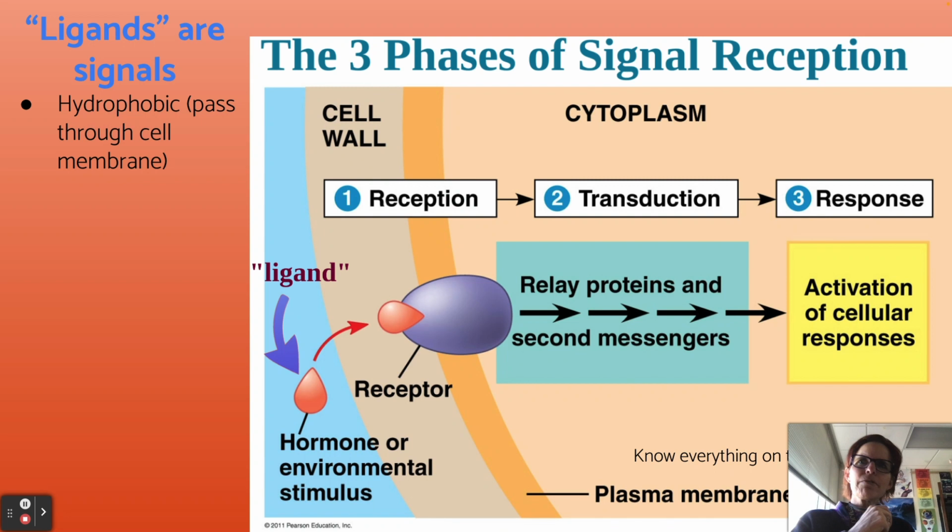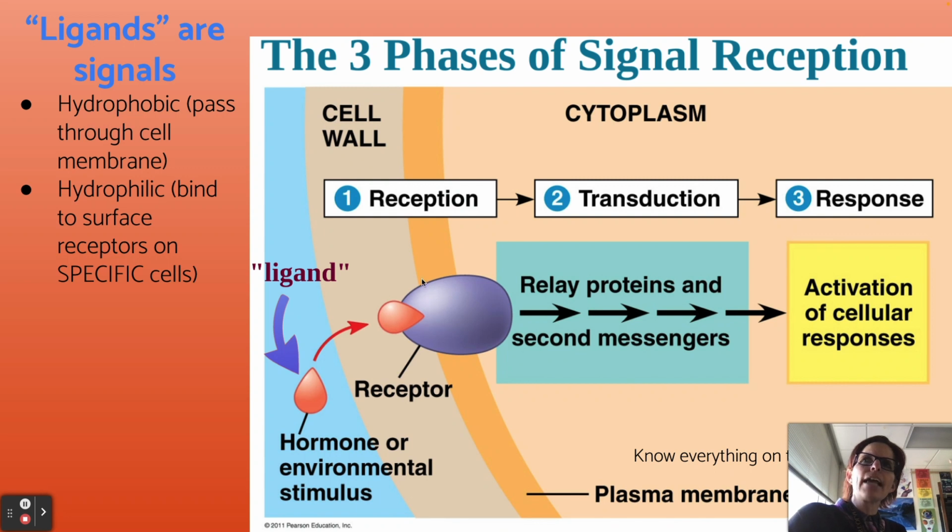So I wrote down on this slide, know everything on this slide. Do you see I wrote that? I think this slide makes a really hard concept good enough. If you understand what's happening here, I feel like you've got it good enough, but we're going to go into a lot more detail than that. So remember, a ligand is a signal, and it can be hydrophobic or hydrophilic. Hydrophobic ones can pass through the cell membrane. Hydrophilic ones have to touch onto a surface receptor.